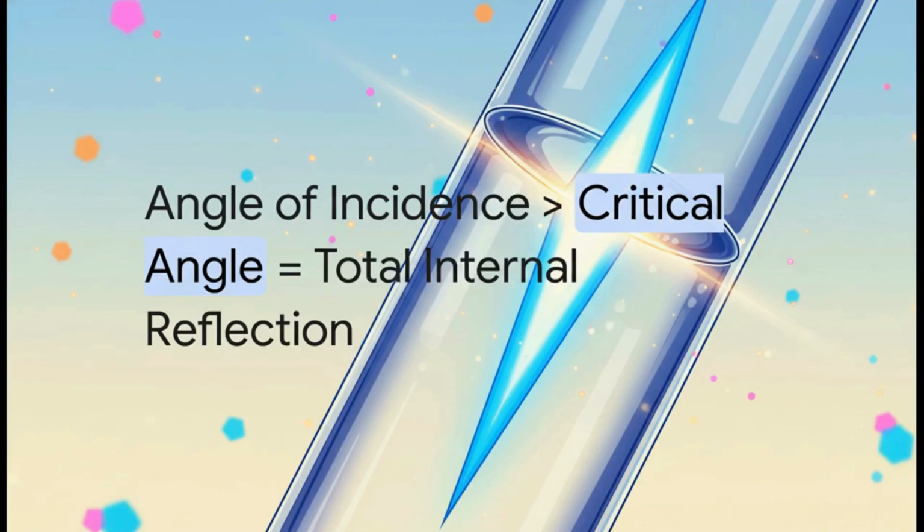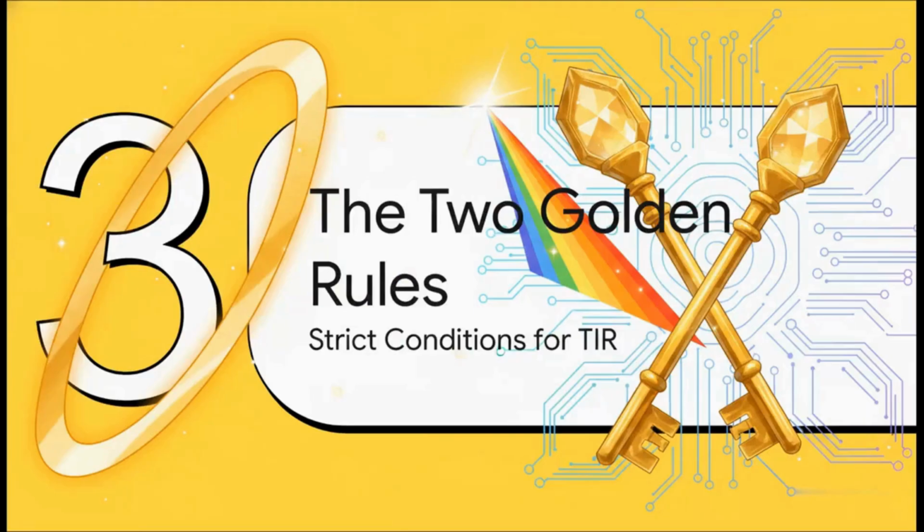When your angle of incidence pushes past that tipping point, the mathematical result is absolute, total internal reflection. The light perfectly bounces back into the denser medium. We've effectively trapped the light ray, creating this continuous, unbroken bounce that allows the signal to travel indefinitely through the core of the pipe. Which leads perfectly into Section 3, the two golden rules, strict conditions for total internal reflection.